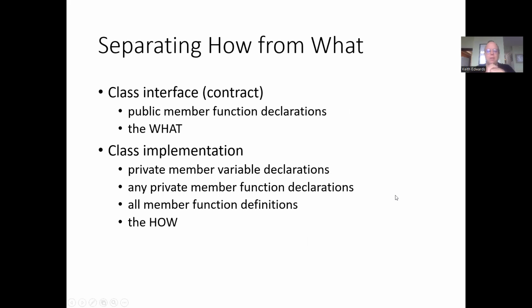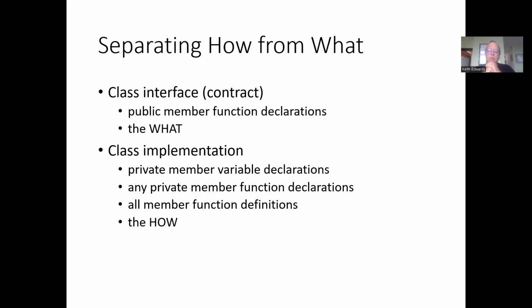So we're going to separate the what from the how. The class interface is kind of the contract. These are the public member function declarations, and basically they tell us the what. Sorry, it's not the how, it's the what. Basically, these are the things that the class does. And you've seen this when you use the dot operator, you get a list of different things that the class can do, whether that's the string class or something you've defined yourself.